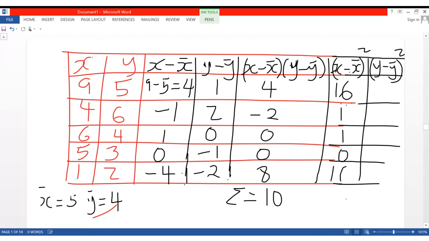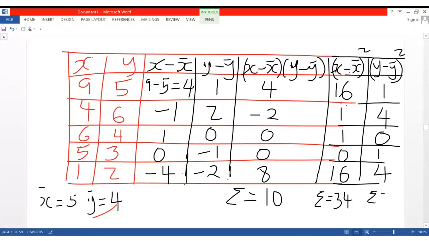Then the other one, I'll go to the y minus y bar squared. 1 squared, that is 1. 2 squared, that is 4. 0 squared, that is 0. And then -1 times -1, that is 1. -2 times -2 is 4. Then I need the summation of this one. When you add all these things, I was getting 34. This other one, 1 plus 4 plus 0 plus 1 plus 4, the summation is 10. So you have everything that you need now.